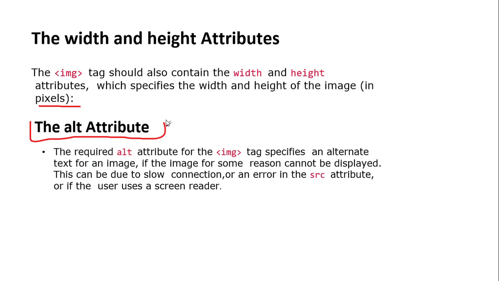And we are discussing the alt attribute, very important. The required alt attribute for the image tag specifies an alternate text for an image. Alternate text means what? If the image for some reason cannot be displayed. This can be due to a slow connection or an error in the source attribute, or if the user uses a screen reader. At that time we can use the alt attribute. I'll show you.